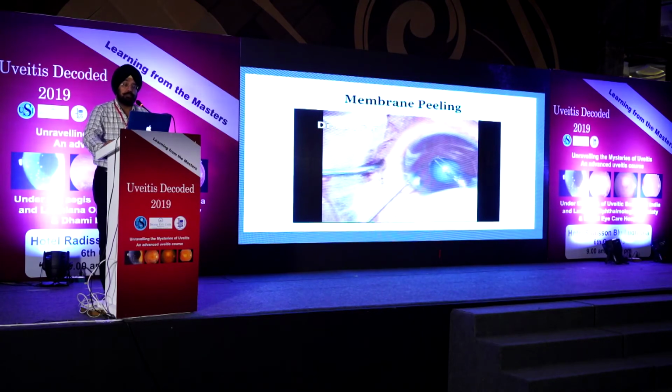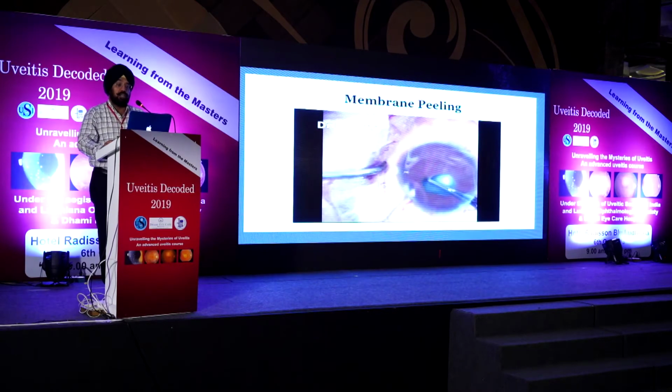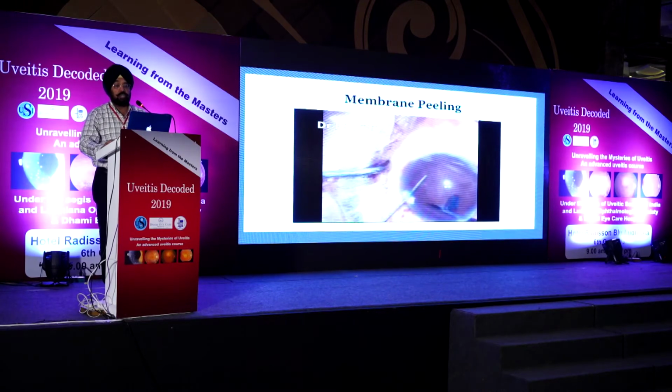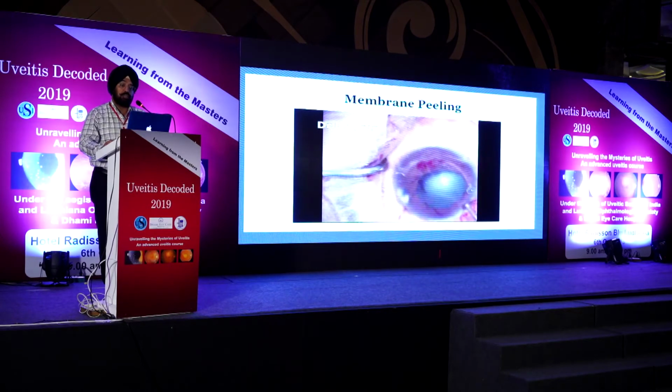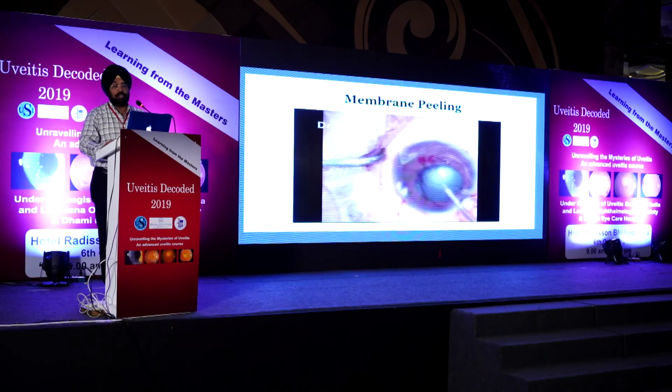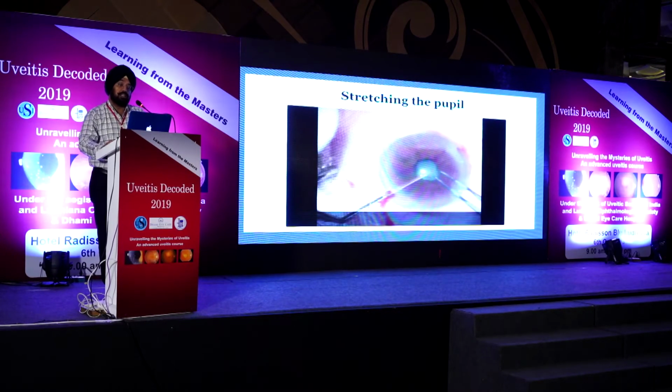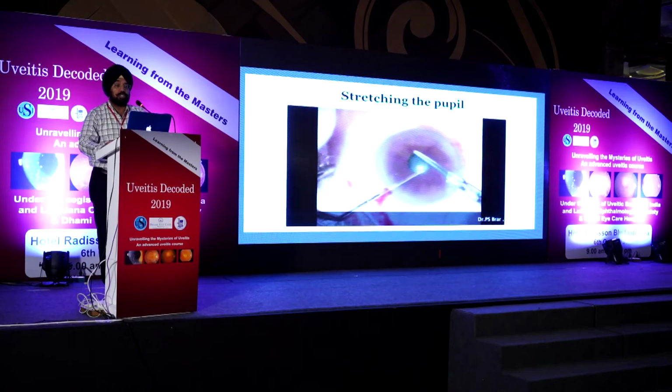This is a membrane which is being peeled with Utrata, and left hand is giving counter traction to avoid arteriolysis. Just by peeling the membrane, our pupil gets dilated, and many times we can manage just with this much of dilatation. And this is again the next step in which I'll be showing stretching.